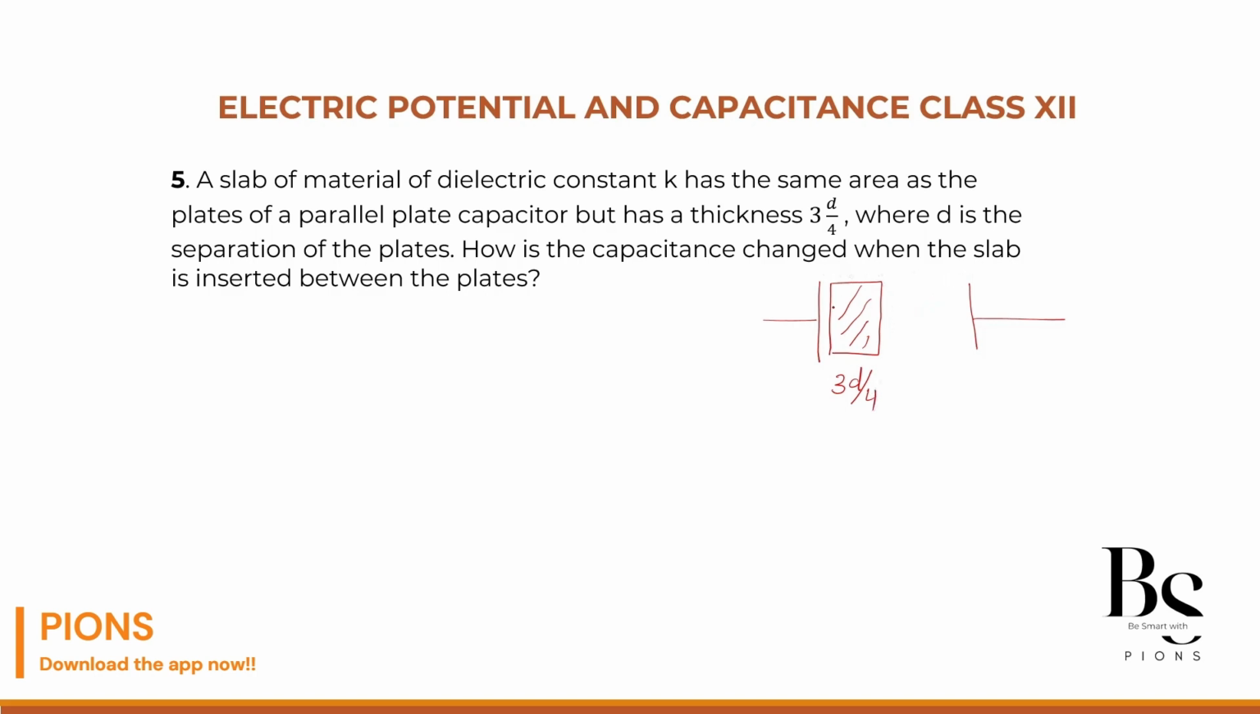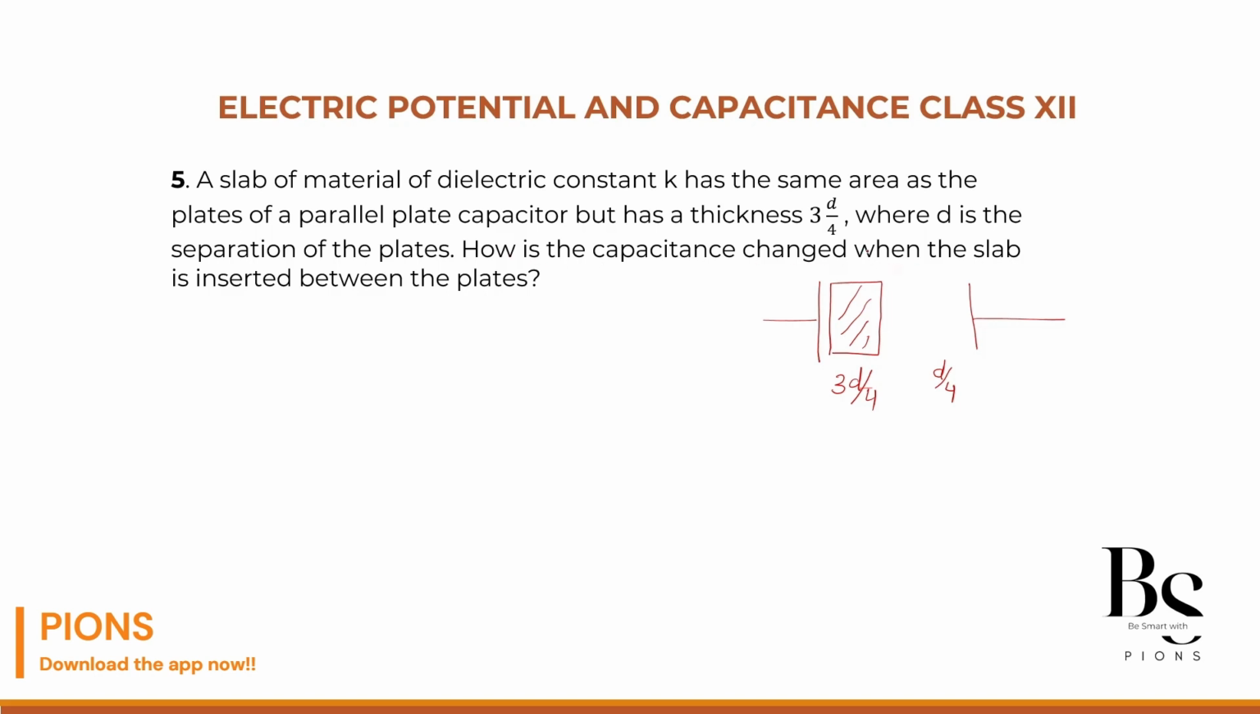If the total separation is D and this part is 3D by 4, how much is this part empty space? D by 4. Sir, how did you get D by 4? You can subtract D minus 3D by 4, you will get D by 4. Or if you add both of them, you will get D, right? Where D is the separation between the plates.